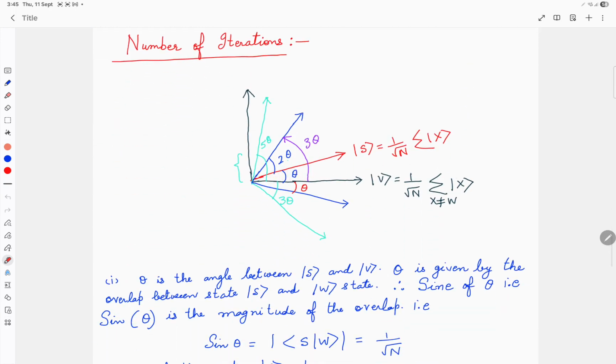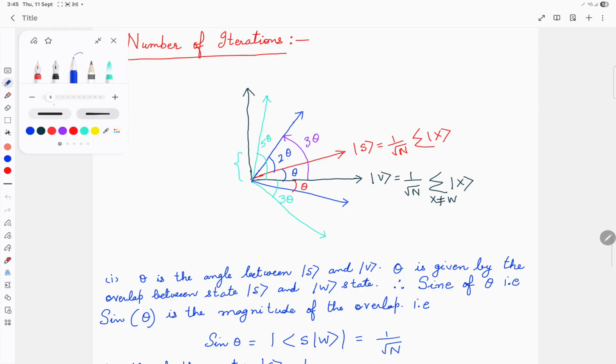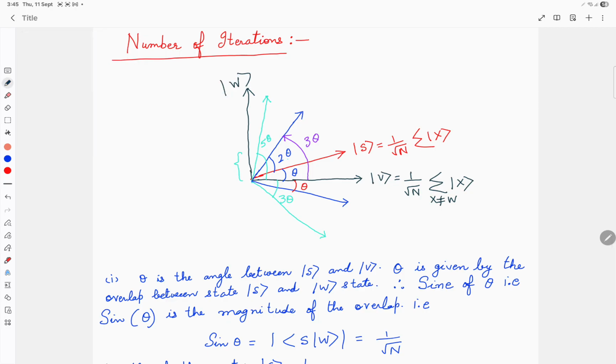If you look at this point, these two black arrows are basically the ket W state and the ket V state. We start with the ket S state, which is the equal superposition state. Now we apply the phase flip oracle, then we get a rotation of minus theta and we reach this blue arrow. After that we apply the diffusion operator, then the overlap with W will be flipped over about the mean, which is ket S, and will reach this blue arrow. So the angle between the ket V state and the state represented by the blue arrow is now 3 theta.